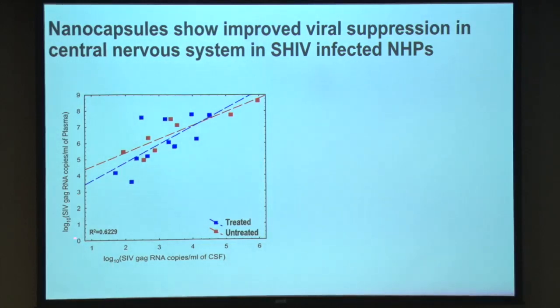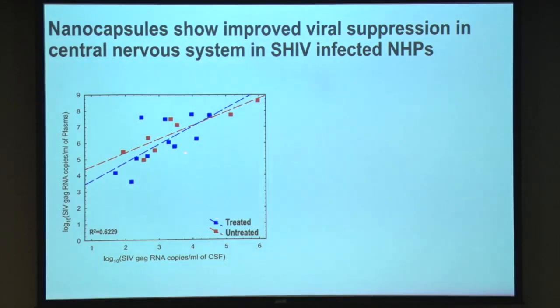So the x-axis is the viral load in the central nervous fluid, so it's kind of like an indicator of the brain infection. And the y-axis is the viral load in the blood. The red one is the untreated animal. We can see once they get a higher blood viral load, they will have higher viral load in the CSF too.